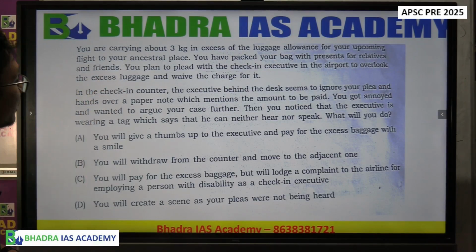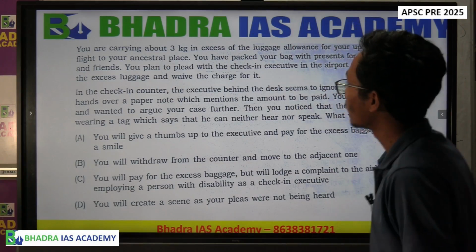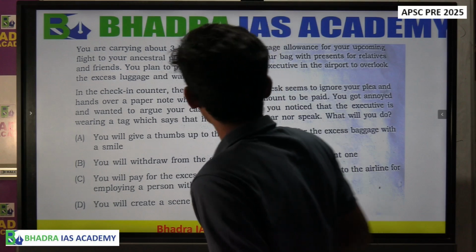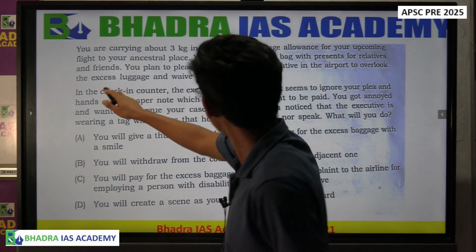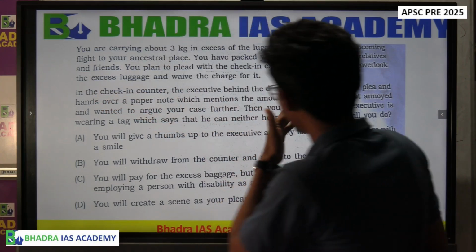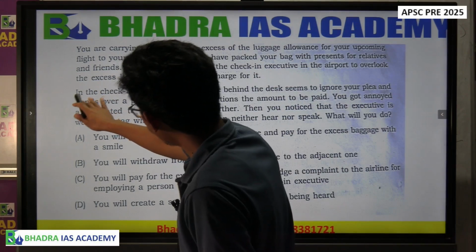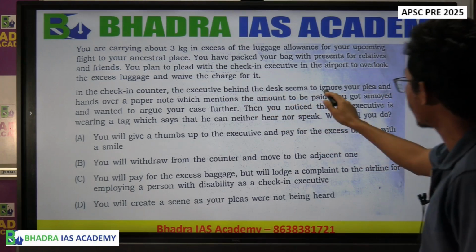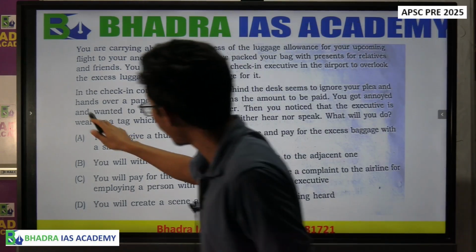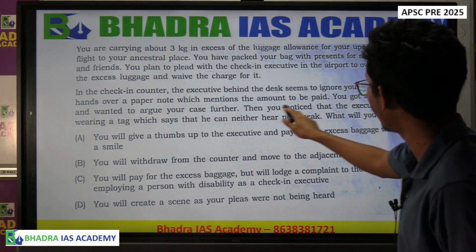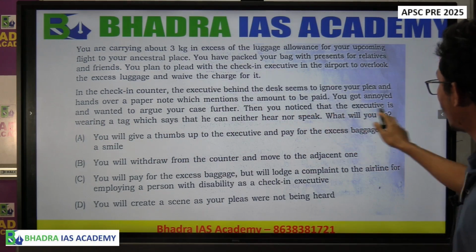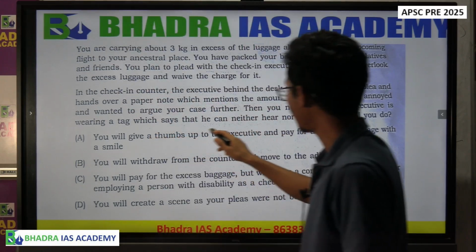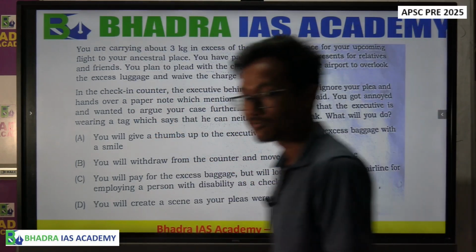You are carrying about 3 kg in excess of luggage allowance for your upcoming flight to your ancestral place. You have packed your bag with presents for relatives and friends. You plan to plead with the check-in executive at the airport to overlook the excess luggage and waive the charge for it. At the check-in counter, the executive behind the desk seems to ignore your plea and hands over a paper note which mentions the amount to be paid. You got annoyed and wanted to argue your case further. Then you noticed that the executive is wearing a tag which says that he can neither hear nor speak. What will you do?